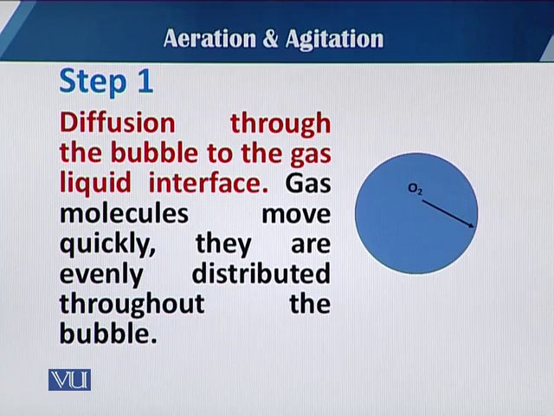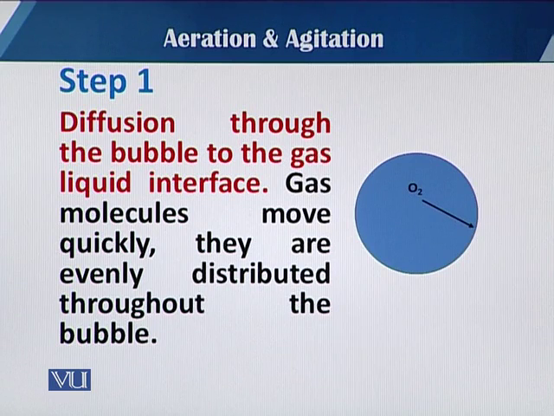So this whole circle contains the air bubble, and the air bubble contains the oxygen. So, the diffusion through the bubble to the gas liquid phase. First, when the air bubble enters the liquid, the oxygen from that air bubble has to diffuse to the liquid interface.